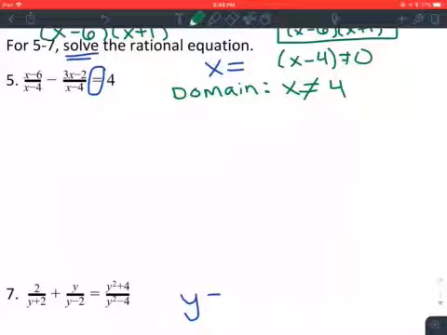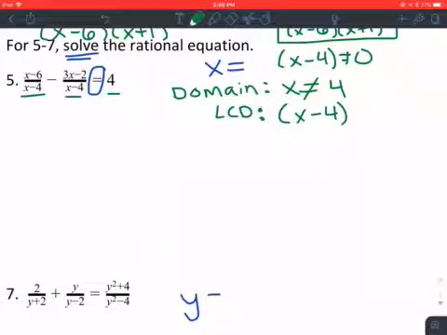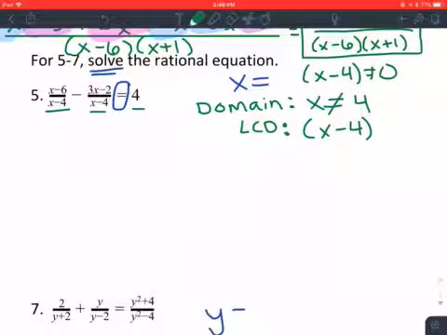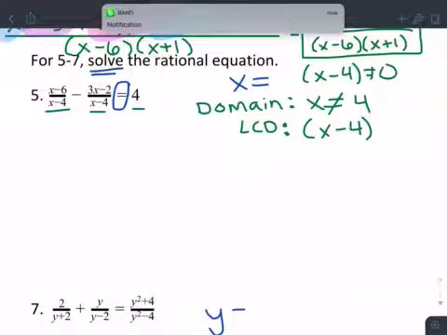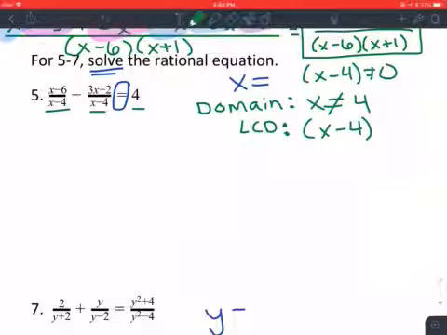Alright, once I know my domain restrictions, I'm also going to look for my least common denominator. In this case, our least common denominator is x minus 4. If I look at everything, that is the only factor in our denominators. So once I have the LCD, keep in mind when we're solving for x, we don't want fractions. So our next step would be to multiply our numerators by our least common denominator to eliminate fractions.